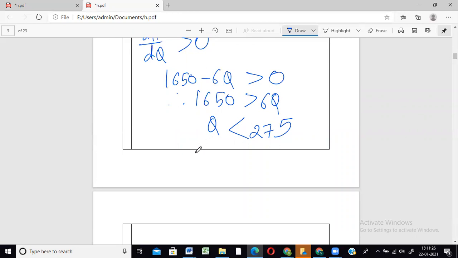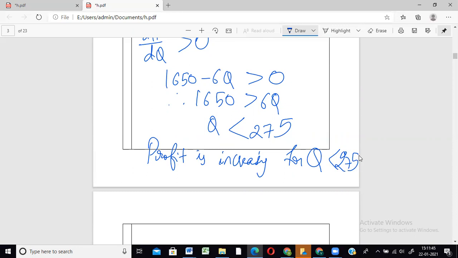It may happen that if you make more than this, you will go into loss or something like that. So hence you should just end up with the last statement: profit is increasing for q less than 275. Okay, because there are so many other charges also involved. So it may happen that if the quantity goes beyond this, then there might be a problem.